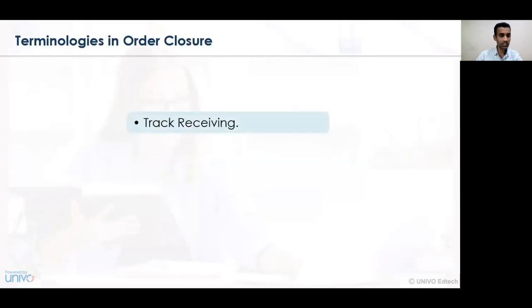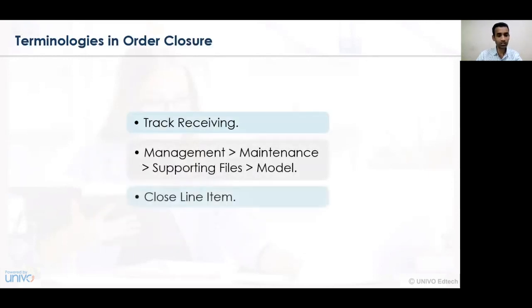Now let's understand the various terminologies used in order closure. The first terminology is tracking the receiving. Whatever quantity, goods and orders we are receiving, one has to track all those activities. The order management software specifically deals with how we track a particular order. In a tracking system, one can easily identify the job shop or activity that has been going on, for how long it has been going, and what the projected time for its completion is.